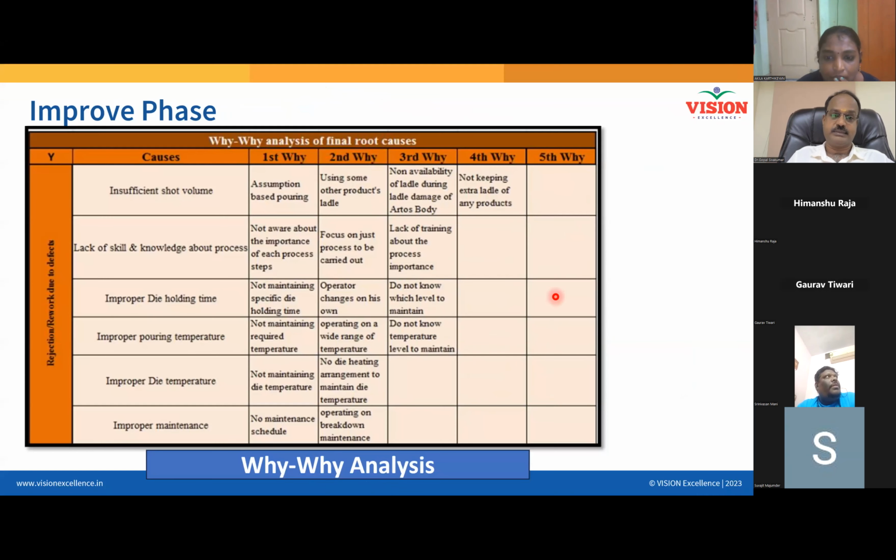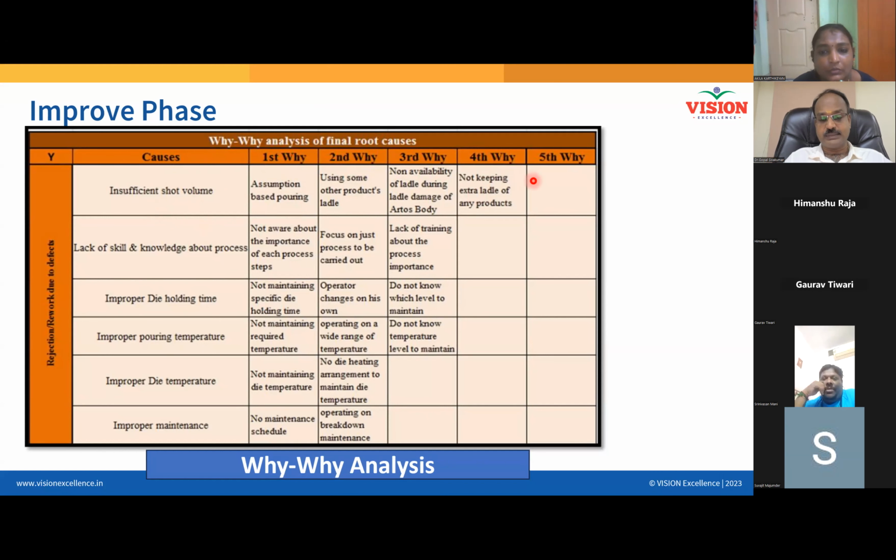Now we move on to the improve phase. What is the tool used here? Why-why analysis. Why are people going for insufficient shot volume? Because they are pouring with assumption. Why are they assuming? Because they are using different ladles. Why are they using different ladles? There is a shortage of ladles. Why is there a shortage of ladles? No extra ladles are provided.